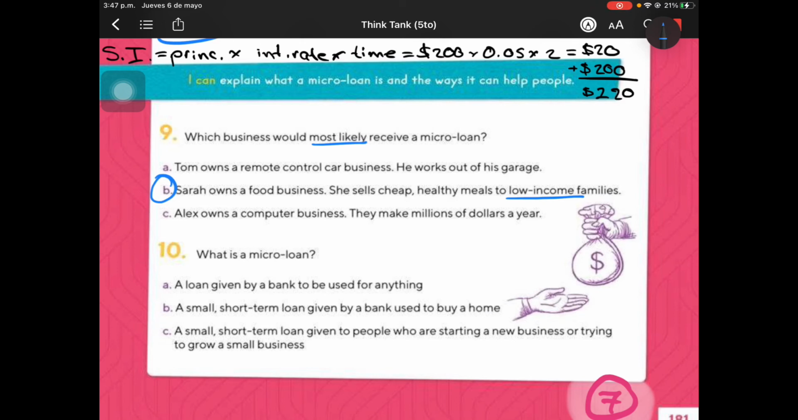A small short-term loan given by a bank to use to buy a home. Again, this cannot be because it comes from a bank, and microloans cannot come from banks. And microloans are to be used only to start or grow small businesses. It cannot be used to buy a house. Last option, a small short-term loan given to people who are starting a new business or trying to grow a small business. Now we're talking. This one is the correct answer, guys.